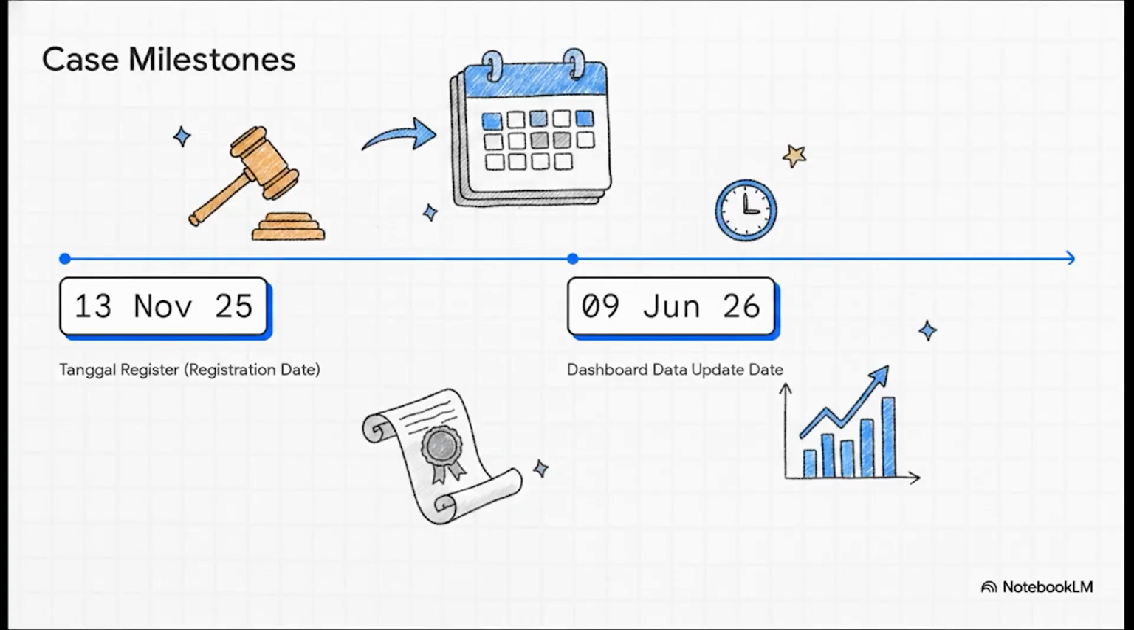Let's see how this builds into our final analysis of the timeline. The dashboard gives us two critical dates to frame this up. Under Tanggal Register, we can see the case was officially filed and registered in the court system on November 13, 2025. And as we noted at the very beginning, our snapshot of this SIP dashboard was taken on June 9, 2026. This is perfect because it allows us to measure the exact lifespan of the active litigation.